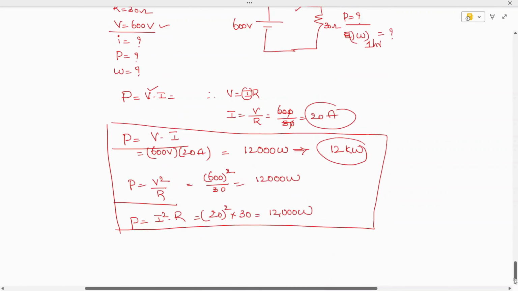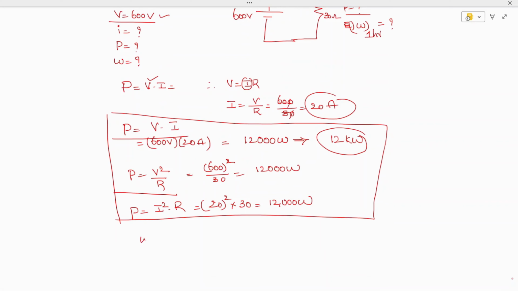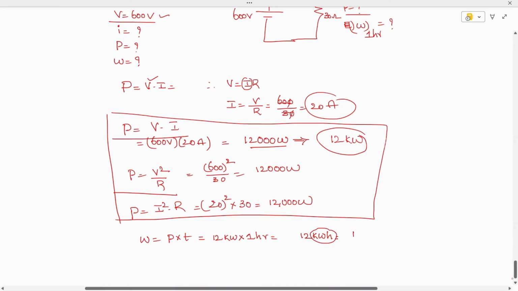Okay, and let's try to calculate energy. Energy is equal to power into time. Okay, so what is the value for power? We already got the value, which is nothing but 12 kilowatts, and it is operated for a time of 1 hour. Okay, therefore you are going to get 12 kilowatt hours, where this one kilowatt hour I'm going to call a unit, so it is going to consume 12 units of power to run. Okay, so this is how to represent it.